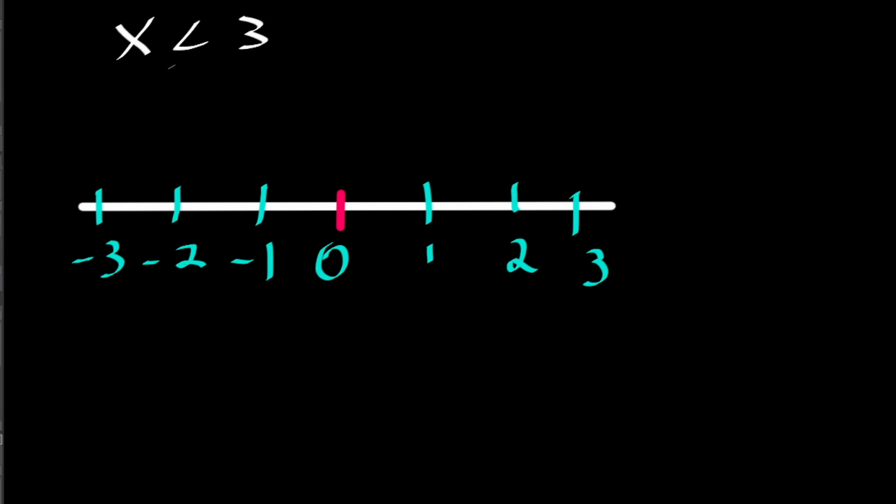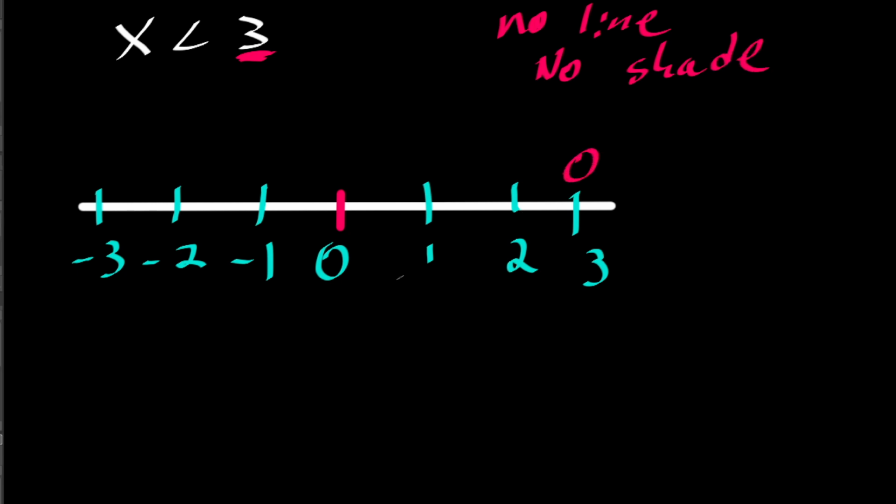So if x is less than 3, the first thing we want to do is go to this value 3. And we're going to either make an open circle or we're going to make a shaded circle. It all depends on our inequality symbol. Now, if you look at your inequality symbol, you don't see a line. So no line means no shading. So no line, no shade. Okay? So we're going to make an open circle at 3.